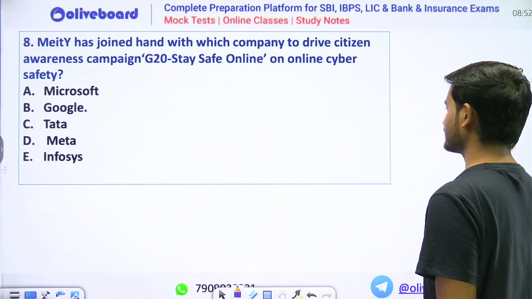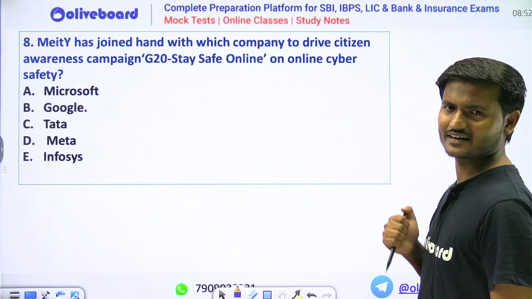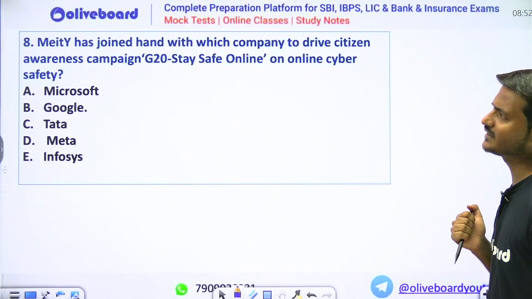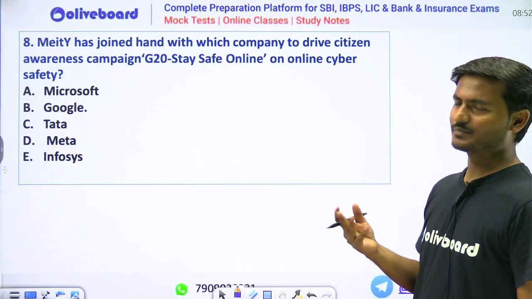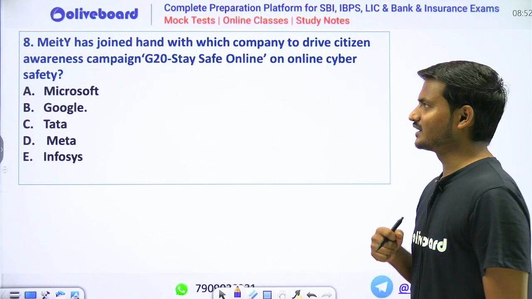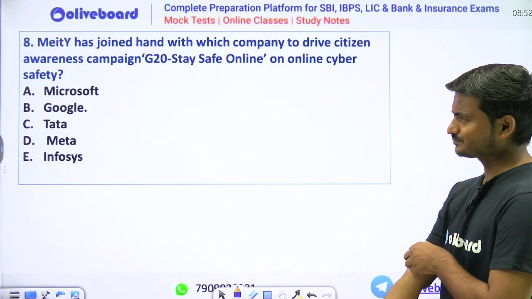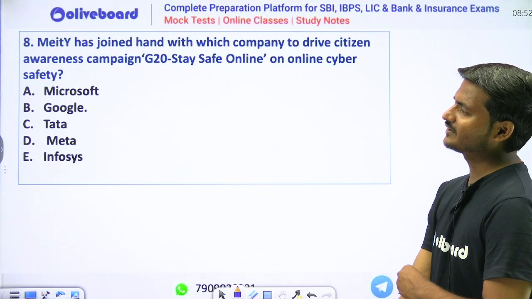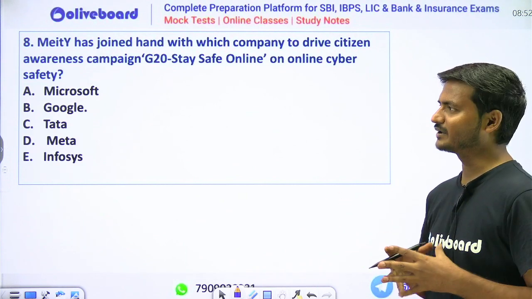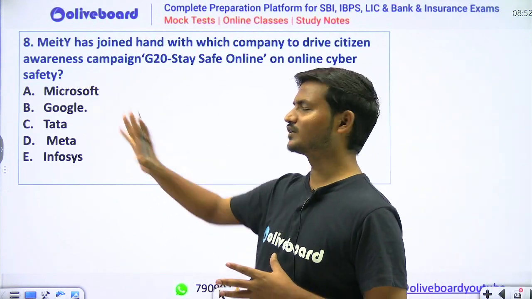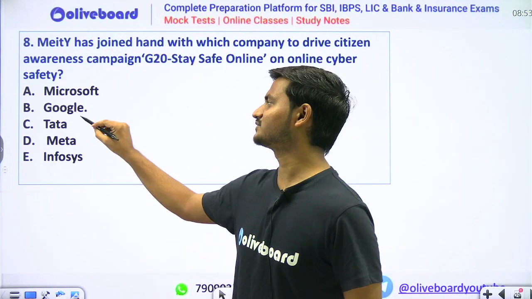Okay, now let's come to the eighth question. MeitY has joined hands with which company to drive citizen awareness campaign that is G20 Stay Safe Online, an online cyber safety. So obviously MeitY is a government department, Ministry of Electronics and Information Technology, MeitY. Okay, so obviously it will do an awareness campaign with a very big company. So it can be either Microsoft or Google, because they are two giants when it comes to internet or online management or awareness. The answer is Google.